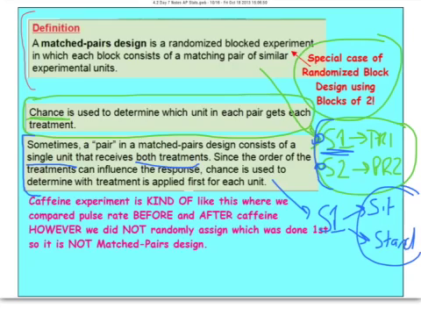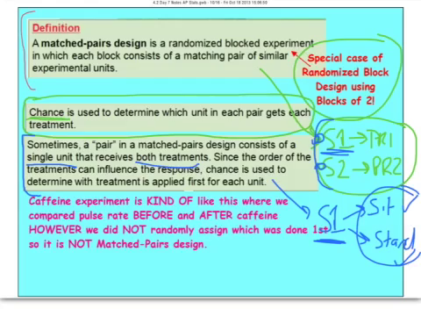Now, this is very similar to what we did in the caffeine experiment, where you were each your own subject. You had your starting pulse rate and your ending pulse rate, but it's actually different. The caffeine experiment is not a matched pairs design. That was just a basic comparative randomized experimental design where we did a basic SRS to figure out which groups you went into.